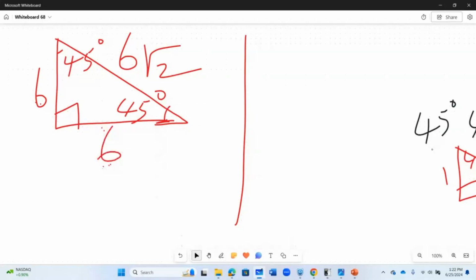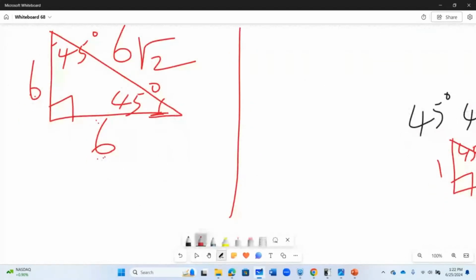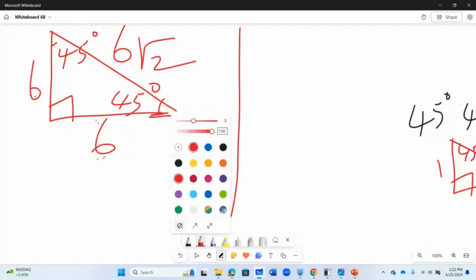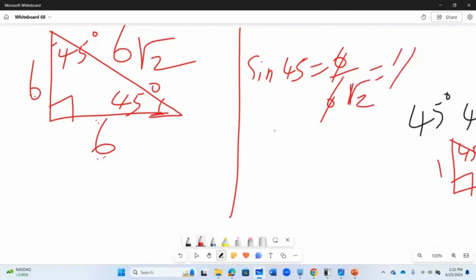So finding the 6, we find sine of 45 degrees, opposite over hypotenuse. No matter what happens, when you finish, you have 1 over root 2. Sine 45 degrees is 6 over 6 root 2. If you get it this way, you know you're right. Even though it's 6, it's 1 over root 2. And when you find the cosecant, it's going to be root 2.